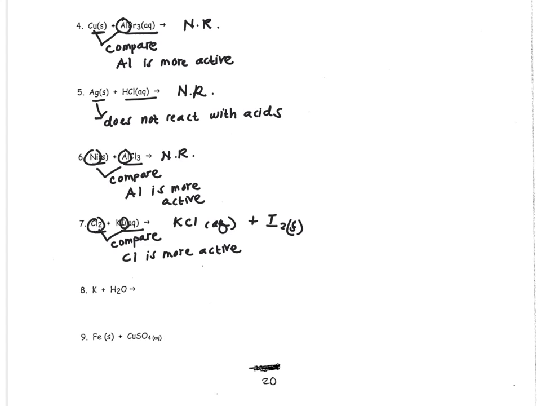And we need to make sure that this balances by putting a 2 in front of potassium chloride and a 2 in front of potassium iodide.